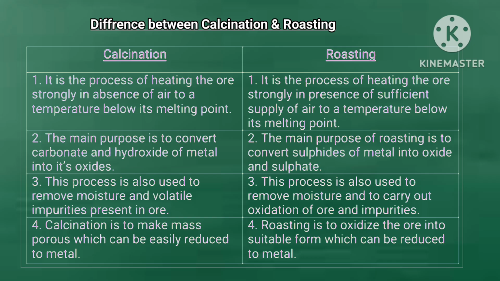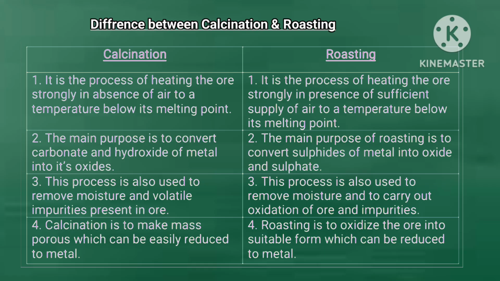Now the fourth point: calcination is used to make the mass porous, which can be easily reduced to metal. When we heat the ore in the calcination method, the mass becomes porous and can be easily reduced to metal. In the case of roasting, the ore is oxidized into a suitable form which can then be reduced to metal. So this is the main differentiation point between calcination and roasting.